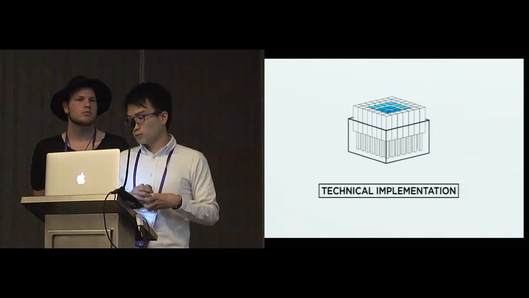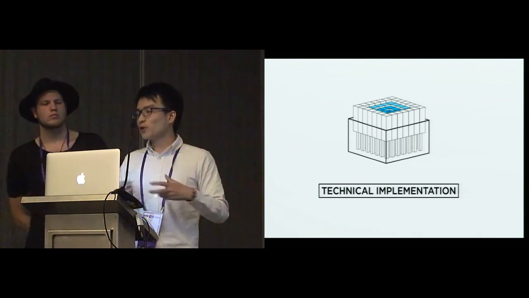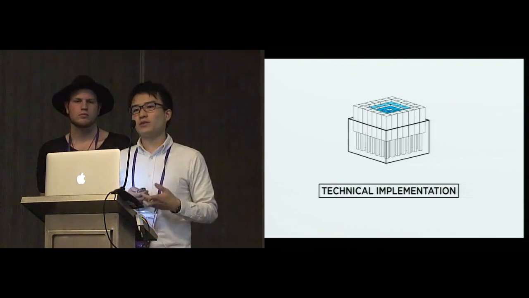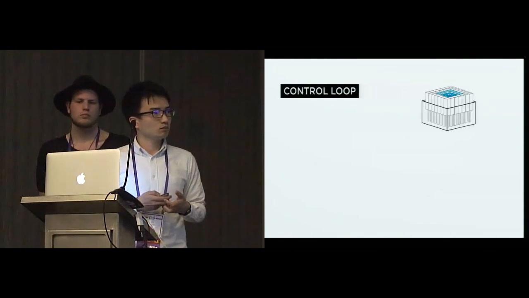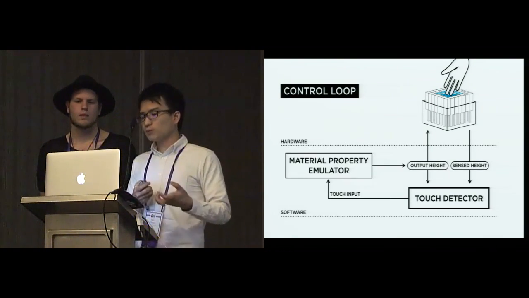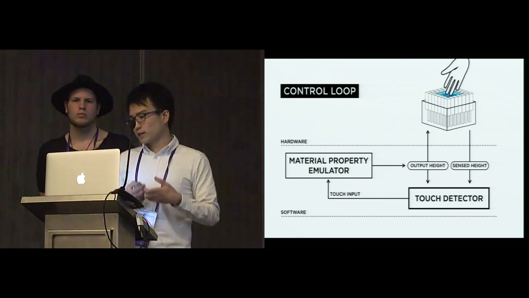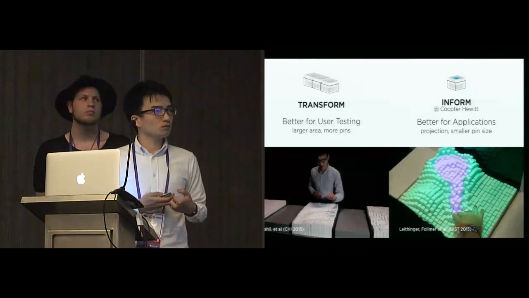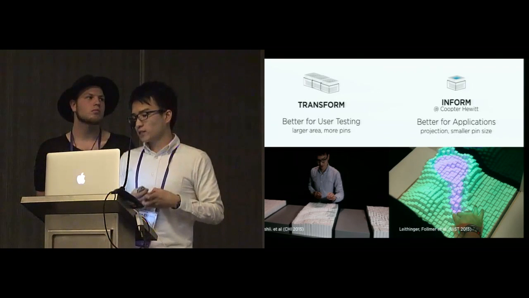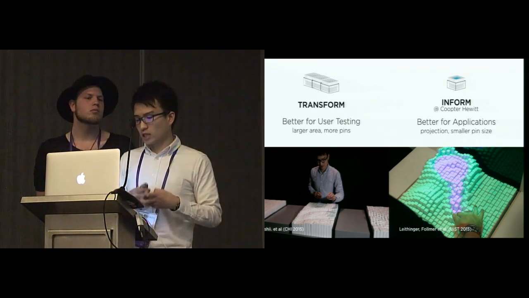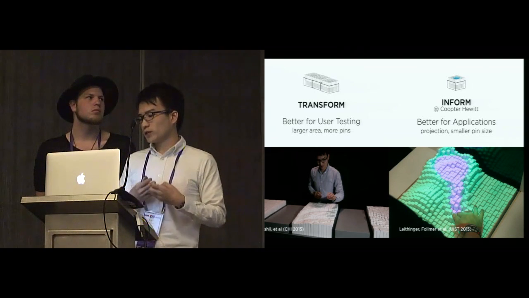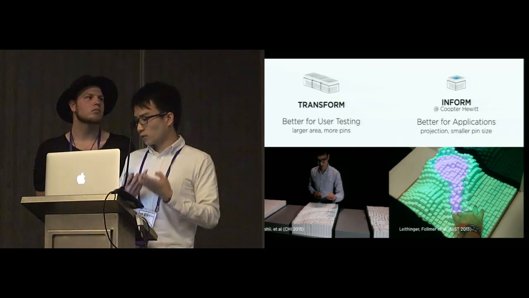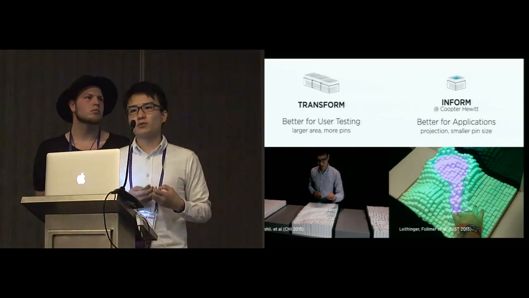As for the technical implementation, as a proof of concept prototype for this interaction framework, we implemented the system using a 2.5D pin-based shape display. Our implementation is composed of shape display hardware and the software that emulates the material properties and also identifies the touch input from users. For the hardware, we utilize shape displays we developed previously in the Tangible Media Group. The larger shape display, transFORM, was used mainly for our user study, and the smaller shape display, inFORM, was used for demonstrating applications together with the projection capability.